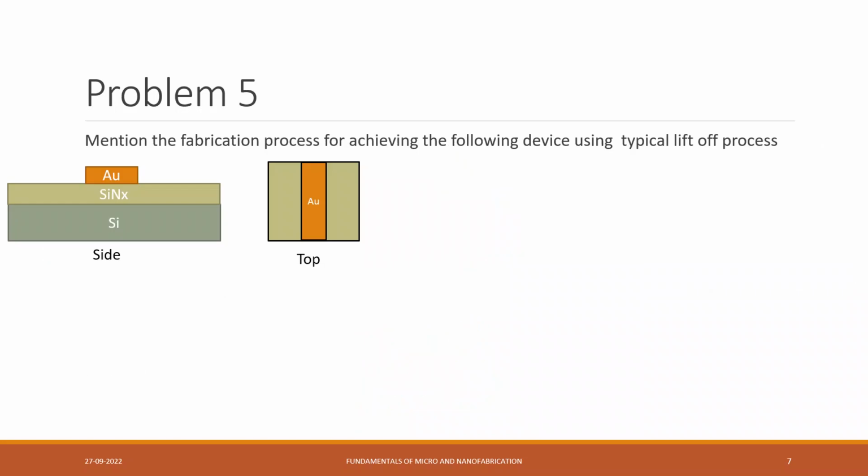We go to the next one. So this is a design of a device given here. We have a silicon wafer, and upon that we have deposited silicon nitride, and then we have a strip of gold which is placed on it. So you have to tell the fabrication process, and how this structure can be made using a typical lift-off process.